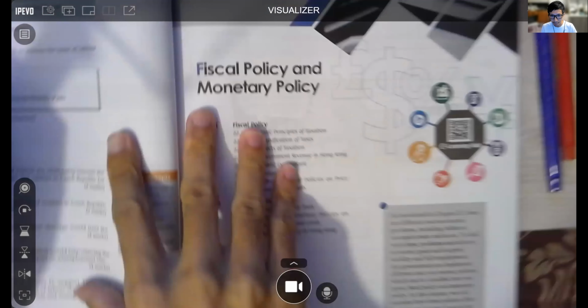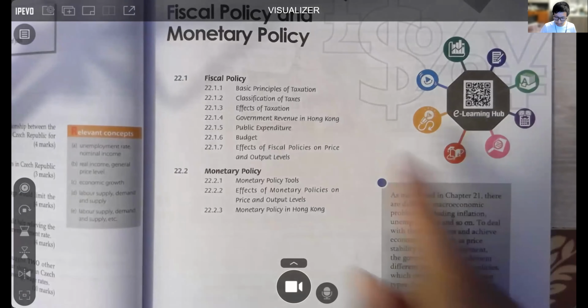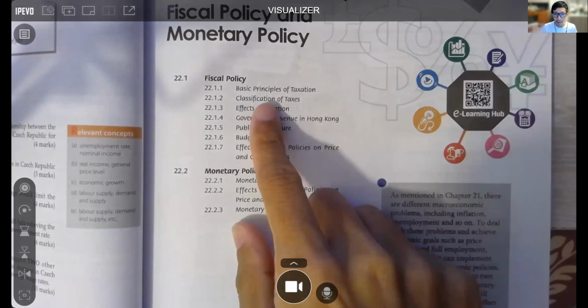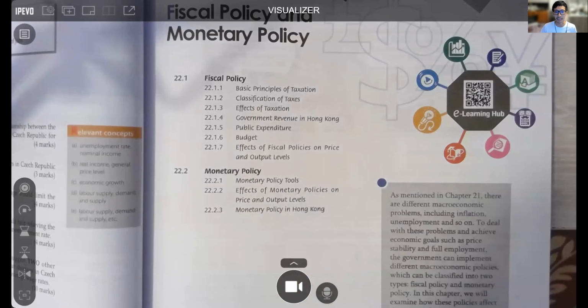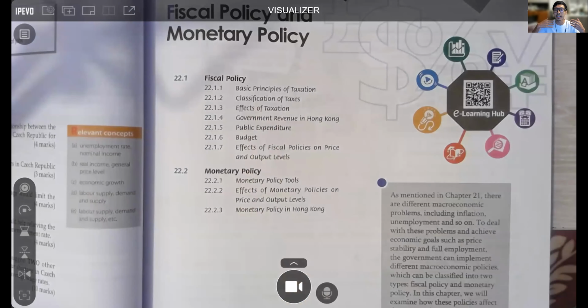Okay, so what is there? Wow, fiscal policy is already quite long. When we talk about fiscal policy, we first talk about taxation, in which in this video we're going to talk about the basic principles of taxation. And then we talk about the classification and the effects of taxation. And then later on, we're going to look at what exactly our public expenditure is and what kind of budget we are talking about. Every year there is a budget, how much you spend, how much you get, it's going to affect the performance of the economy, okay?